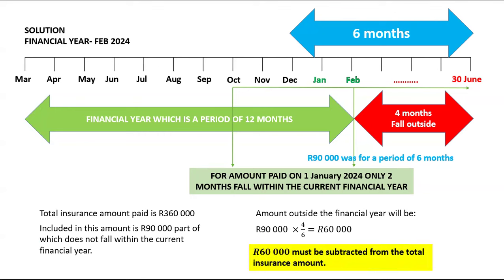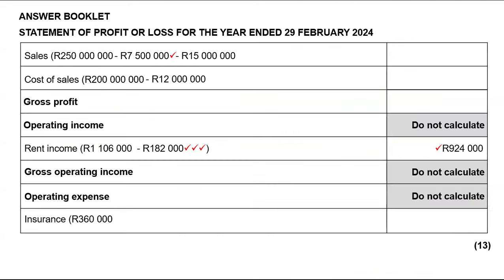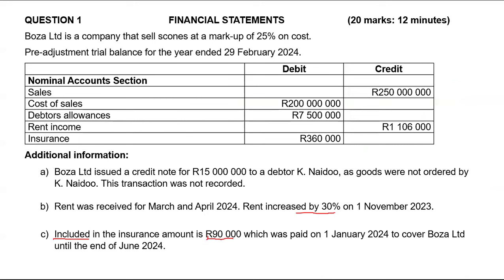So I'm going to go to my insurance, which is in the statement of profit or loss under operating expenses, and I'm going to subtract that 60,000 rand because it can't be an expense. It's outside the reporting period. So we have to subtract it, and that will give you the actual expense that we need to recognize within the reporting period, which is 300,000 rand. Is that it? Yes, it is. Awesome.